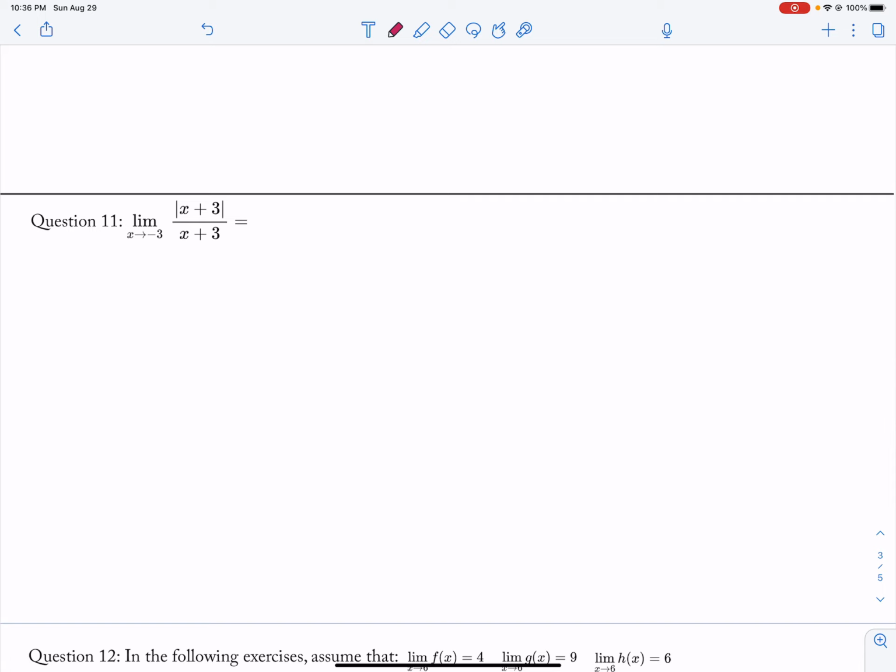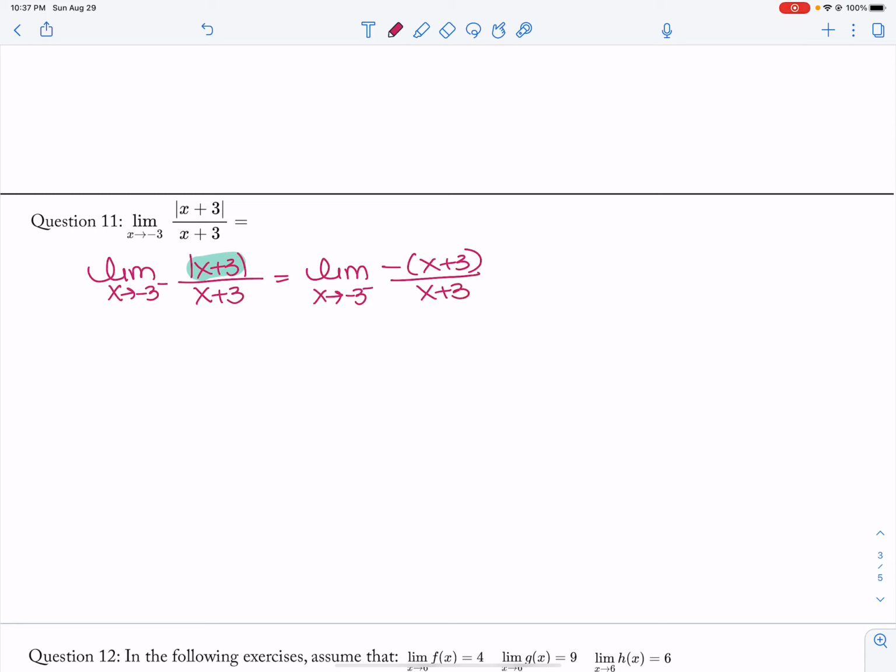When I'm looking at the limit as x approaches -3, remember we did left side and right side limits. So I'm going to take the limit as x approaches -3 from the negative side of the absolute value of x plus 3 over x plus 3. I'm going to be plugging in values of x that are smaller than -3, so in my absolute value, that's always going to be negative. So I have the limit as x approaches -3 from the negative side of negative x plus 3 over x plus 3, which gives me a negative 1.